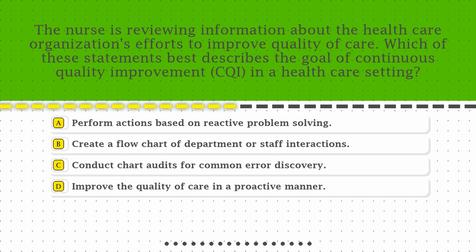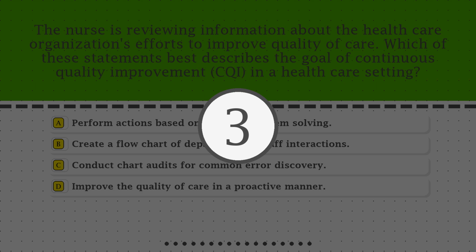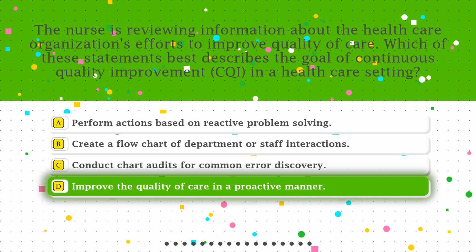Option A. Perform actions based on reactive problem solving. Option B. Create a flow chart of department or staff interactions. Option C. Conduct chart audits for common error discovery. Option D. Improve the quality of care in a proactive manner. The correct answer is option D. Improve the quality of care in a proactive manner.